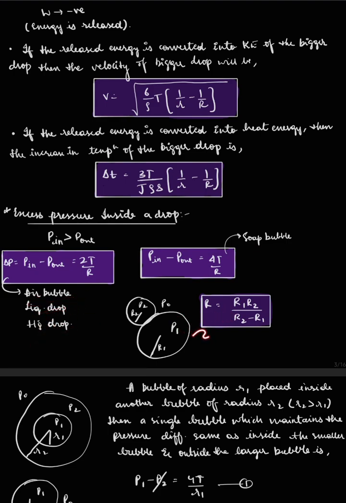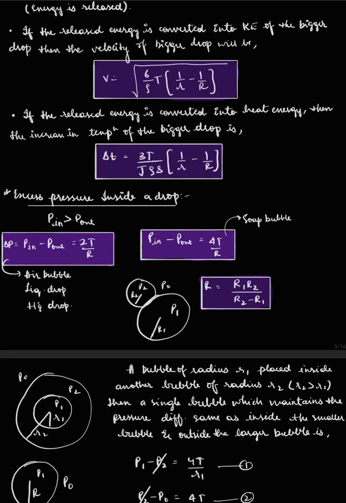Now the radius is r1 r2 upon r2 minus r1. This is the formula when there is one big bubble and one small bubble or drop. When they are combined, there will be a bulge at the surface of contact, and more bulge towards the bigger drop, okay? So there will be a change in radius. The new radius will be r1 r2 upon r2 minus r1.